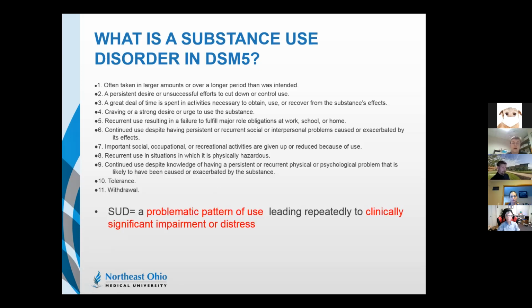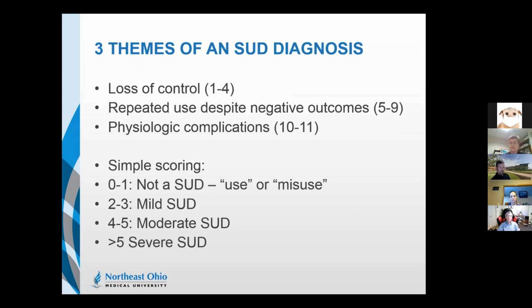Substance use disorder, the bottom line, is a problematic pattern of use that leads repeatedly to clinically significant impairment or distress. And for most of the patients we'll see, it's pretty easy to know that they have that. If we break up those 11 items, we can see that there are 3 themes there.